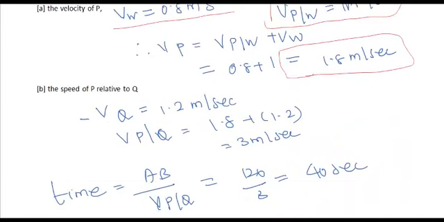So this is called relative velocity. The relative velocity of P according to Q can be written as P given Q. That is 1.8, the true velocity of the man on the walkway, and this is the true velocity of the person Q. So if you add these two, you will get 3. 3 is nothing but the relative velocity of P with respect to Q.